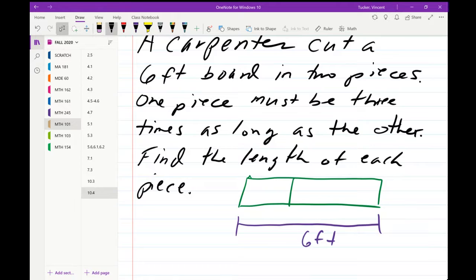All right. So we need to set up our 2 pieces. Those are unknowns. We have 2 pieces of board. So what we can do is call one of them X, right? And then the other one has to be 3 times as long as the other. So we can call the other one 3X. All right. Questions on the setup?